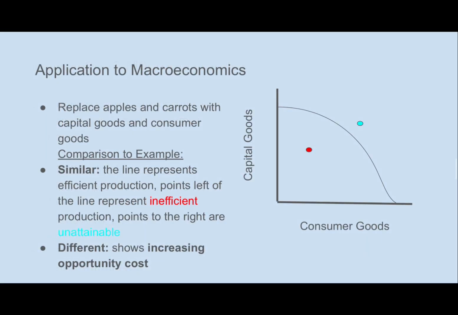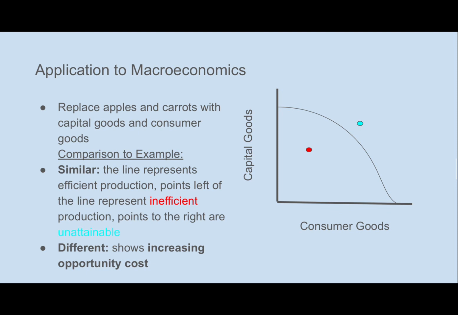Similarly, the line of the curve, which is bowed outward representing increasing opportunity costs, represents efficient production. Any point on the curve would be an efficient use of resources, no matter what the opportunity cost is. The red dot, which represents a point inside the curve, represents inefficient usage of resources. So let's say you're under the full rate of employment, but there could be more people that are employed.